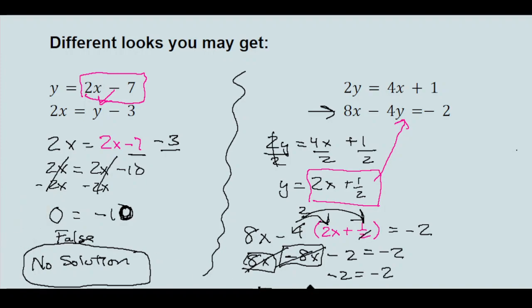Again, getting a little tired. So it is an infinite number of solutions, right?